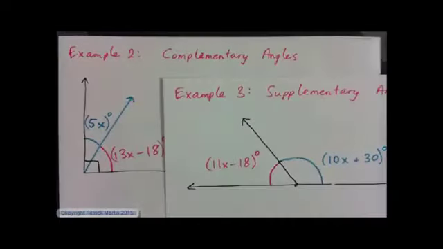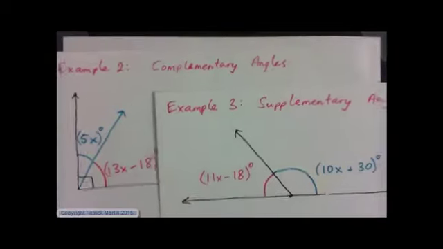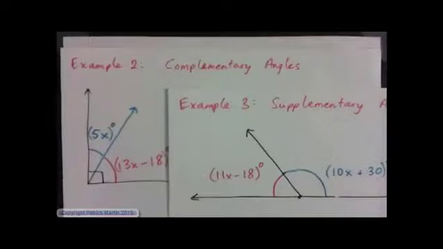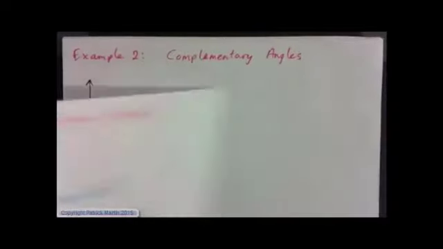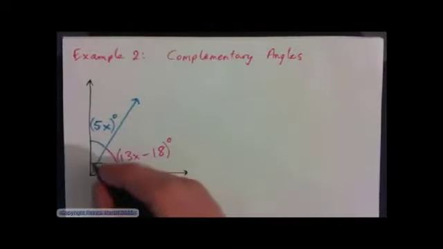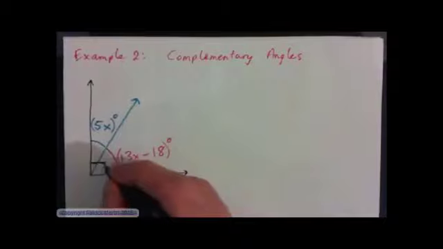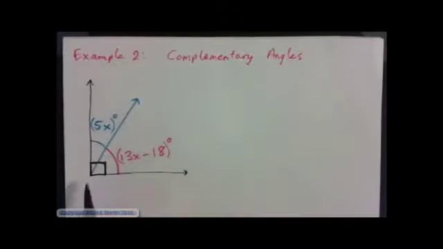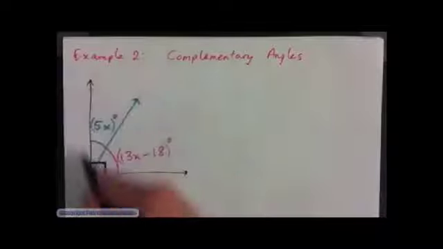So I'm just going to go over examples 2 and 3 in this video, of complementary and supplementary angles, applications of solving equations in real life. Let's have a look at example 2. Write this down. This is a perfect corner because they've given you this perfect square in the corner to show you this is a perfect corner. It's a 90-degree right angle.